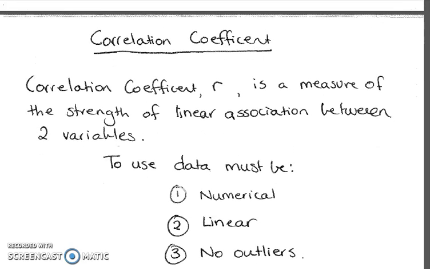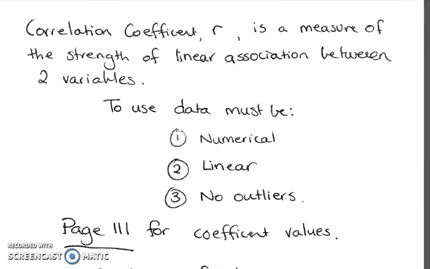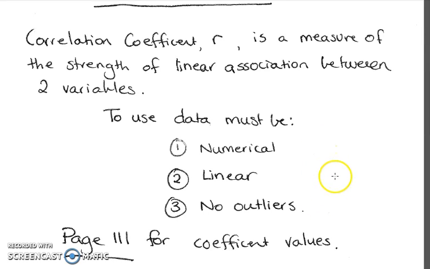Correlation coefficients, which we denote as just the small letter r, is a measure of the strength of the linear association between two variables. Before you go any further, you need to make sure you tick these 3 things: numerical, linear, and no outliers. To calculate your r, it needs to satisfy these 3 things. This will pop up in a multiple choice question. They may have a set of data and they're asking, can you calculate the correlation r coefficient? Just double check these 3 things. It must be numerical, it must be linear, and there must be no outliers.